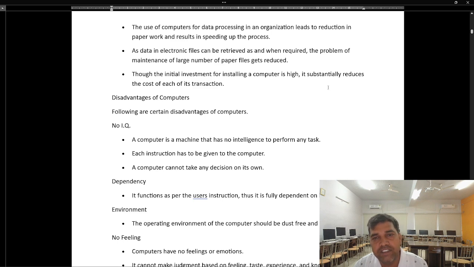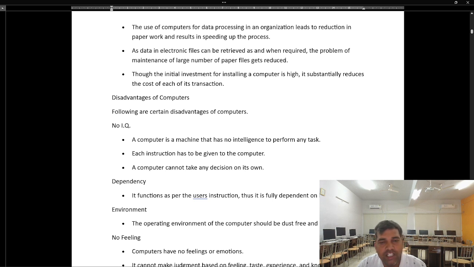Nowadays every person is working on a computer and the files are stored at a centralized location that is called the server. Everyone accesses the files from that server, does their work, and it is all stored there again. As data in the electronic files can be retrieved as and when required, the problem of maintaining a large number of paper files is reduced.